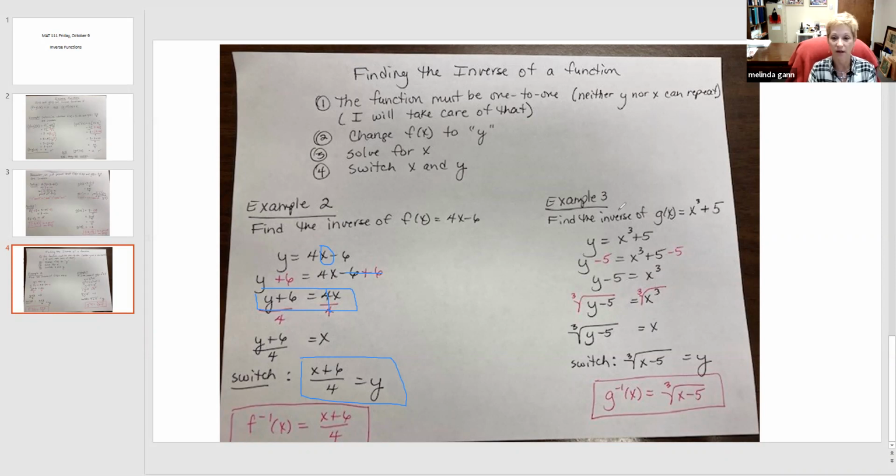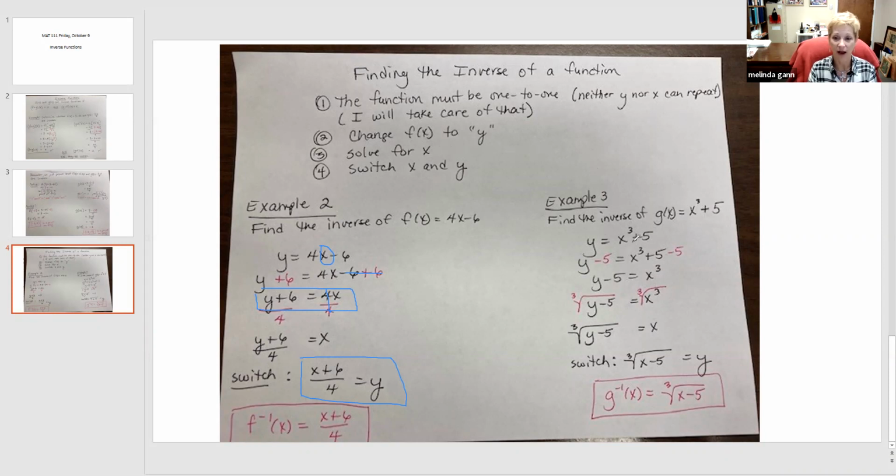All right, look at this one. Find the inverse of g of x is x cubed plus 5. Again, I'll take care of the 1 to 1. I'm guaranteeing you that's a 1 to 1 function. So I want you to change f of x to y, or g of x, whichever. It doesn't have to be an f. That's why I used a g, so you wouldn't freak out. So you just change this to y.